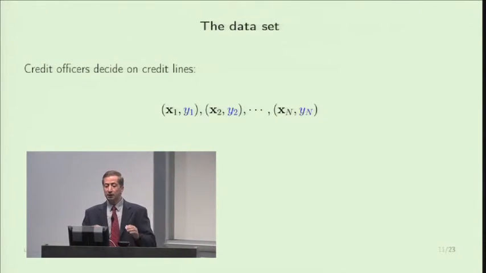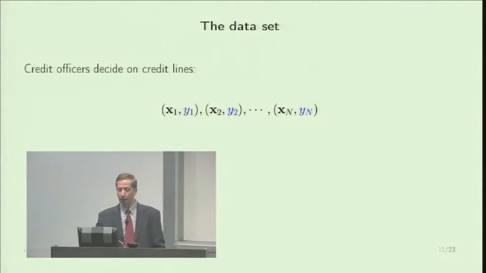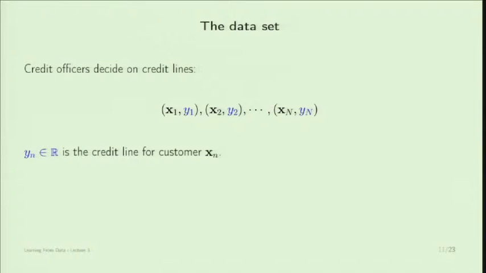Okay, so the historical data here are, again, examples from previous customers. And for the previous customer, this is X1 and this is Y1. So this is the application that the customer gave, and this is the credit line that was given to them, okay? No tracking of credit behavior. We're just trying to replicate what the experts do in this case. Okay, and then you realize that each of these Ys is actually a real number, which is the credit line that is given to customer Xn, okay? And that real number will likely be a positive integer. It's a credit line, it's a dollar amount. Okay, and what we are doing is trying to replicate that. That's the statement of the problem, okay?